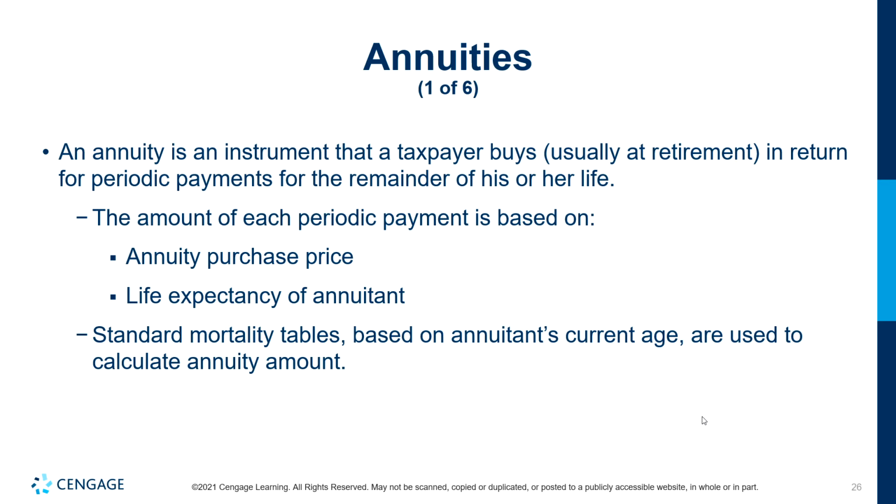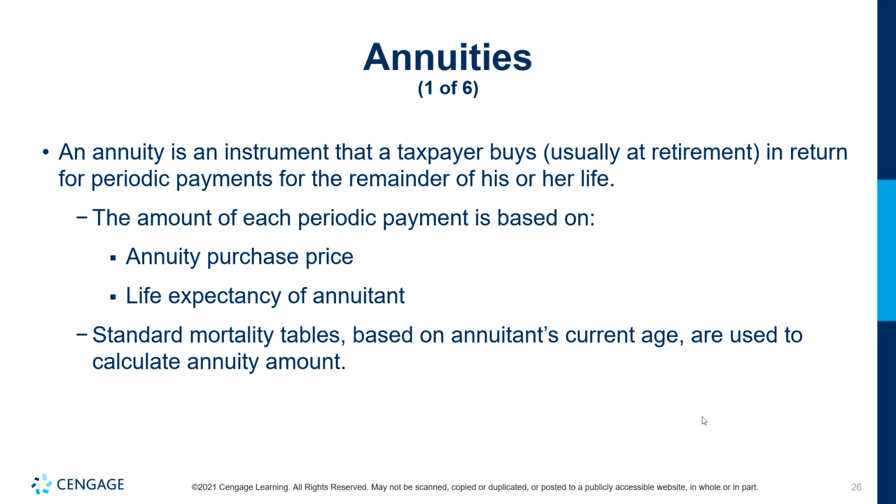So again, these are going to have payments that pretty much either come every month or every day. Now, the amount of these periodic payments are based on two things. One, the purchase price. Second, the life expectancy of the annuitant. It's a fun word. But basically of the person that has the annuity. So again, this is all scheduled, and this is basically predicted by whoever you bought the annuity from.